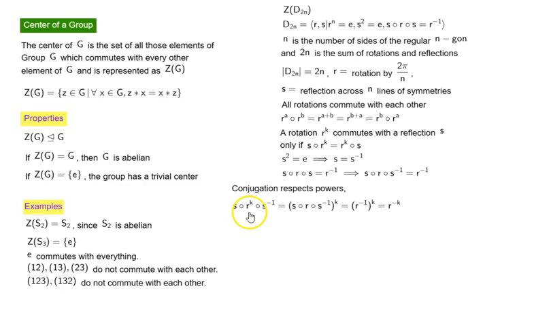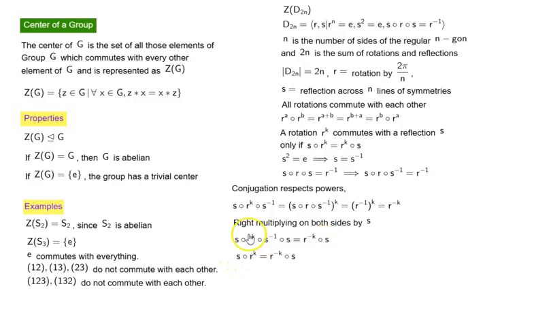So s times r to the power of k times s inverse is equal to (s times r times s inverse) to the power of k. And since s times r times s inverse is equal to r inverse, we can write it as r inverse to the power of k, and we can simplify it to r to the power of minus k. Right multiplying on both sides by s, what do we get? s times r to the power of k times s inverse times s is equal to r to the power of minus k times s.